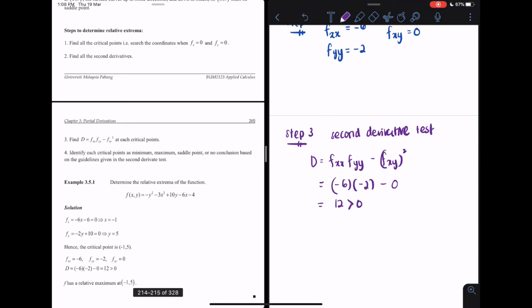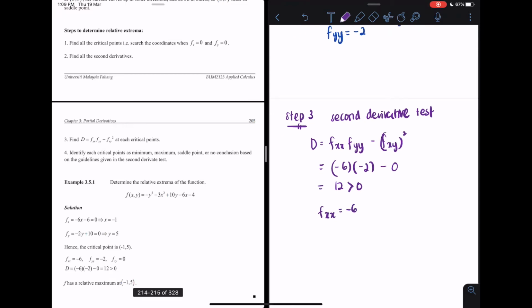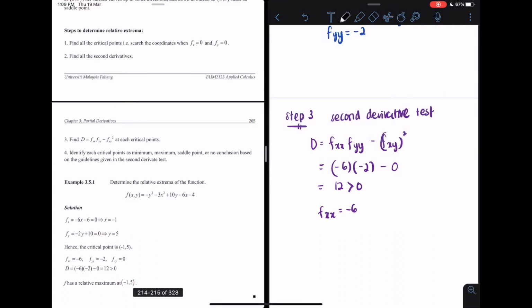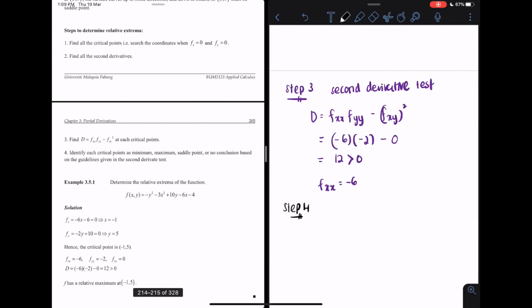When the value of the second derivative test is positive, there are two possibilities: relative minimum and relative maximum. To be certain with your answer, you have to look at fxx. So in this case, fxx is equal to negative 6. And then we reach step number 4, which is you have to write down the conclusion.